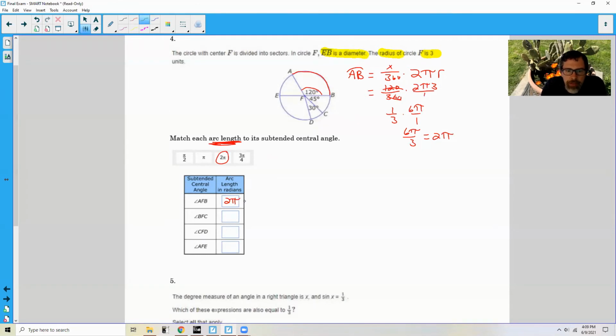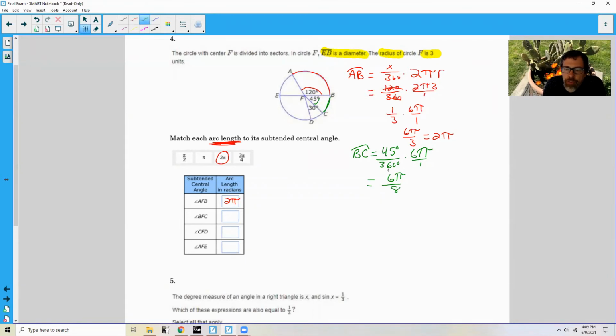Now it's saying BFC. BFC is right here. It's 45 degrees. We're looking for this arc length right here, arc BC. So I would say BC equals the angle measure over 360 times 6 pi. Now that's going to stay the same every time. 2 pi r is 2 pi r. Okay. There are 8 45s in 360.